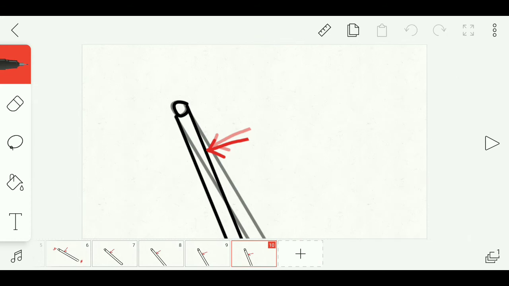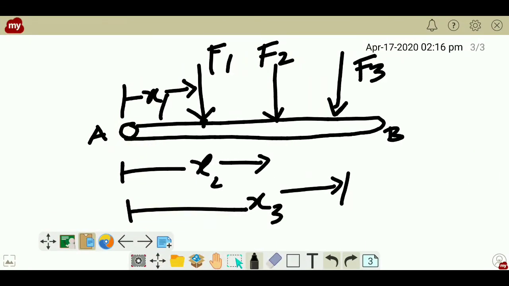Can you tell me what is the direction of the rotation? It is in clockwise direction, which can be taken as positive moment, right? Here it is positive moment. Let us switch to our board. With the application of all these three forces, which are similar in their direction but can vary in their magnitude, all these forces can create moment at this particular point A. All the forces have their magnitudes and distances, so each force can create a moment.